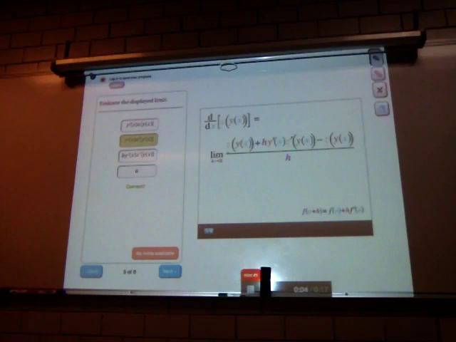Note that you have a z of y of x here and a minus z of y of x here. So those two will cancel out. Now you're left with just this expression here. Can you find the limit as h goes to zero of that?